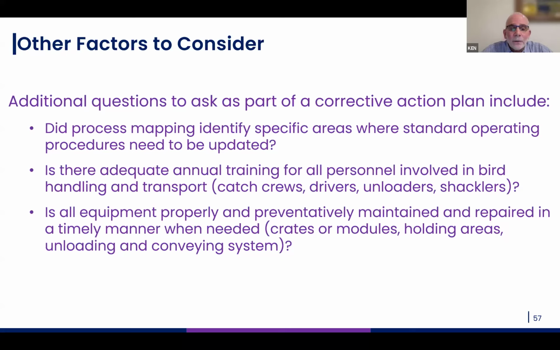And then finally, is all equipment properly and preventatively maintained and repaired in a timely manner when needed? There are a lot of moving parts in catching and transporting and unloading and shackling birds. Equipment can get worn out pretty quickly if maintenance isn't on top of things.